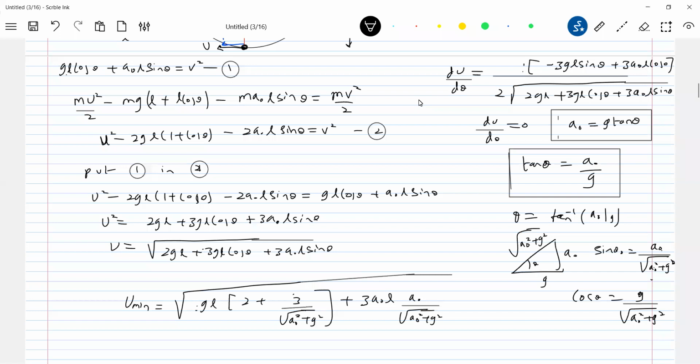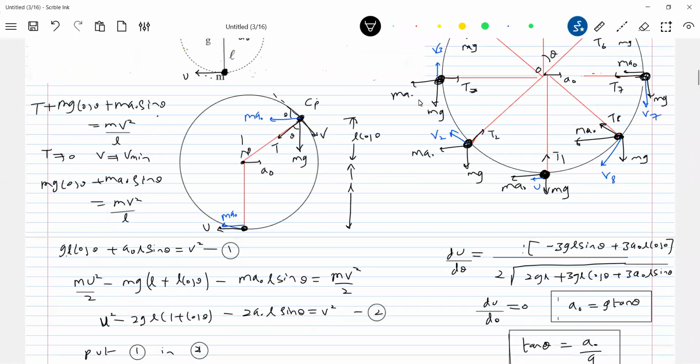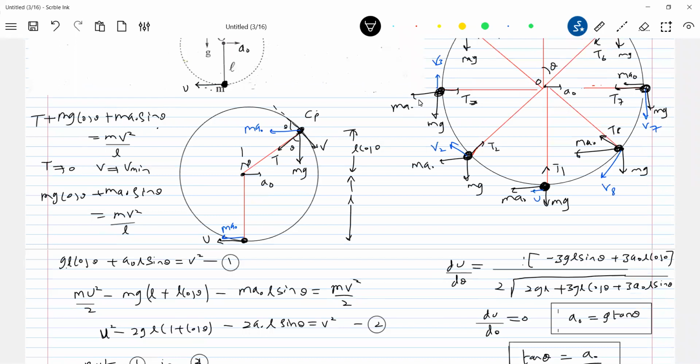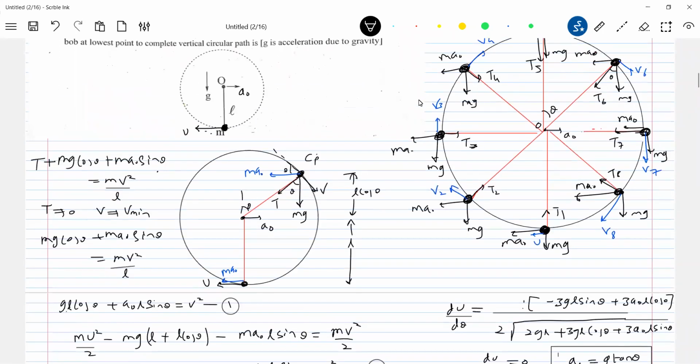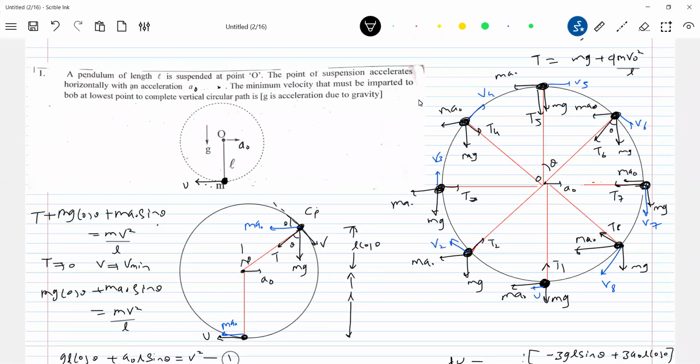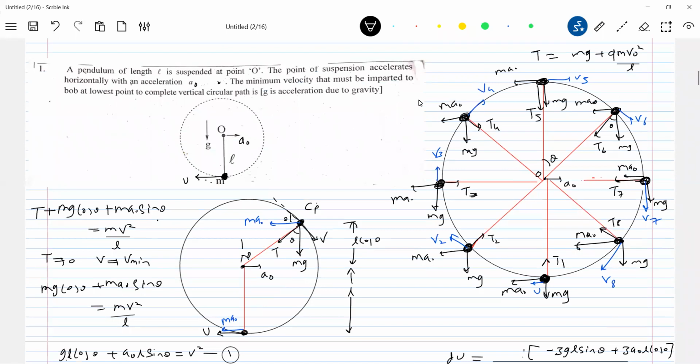Now write equations of motion at all the points. What is the basic necessary condition? Where the tension is minimum and tension can be zero, where the resultant of the other forces can provide the required centripetal force, you can call that the critical point here.